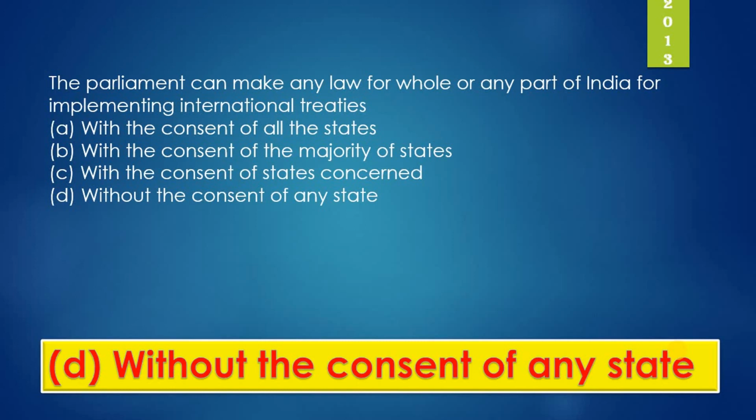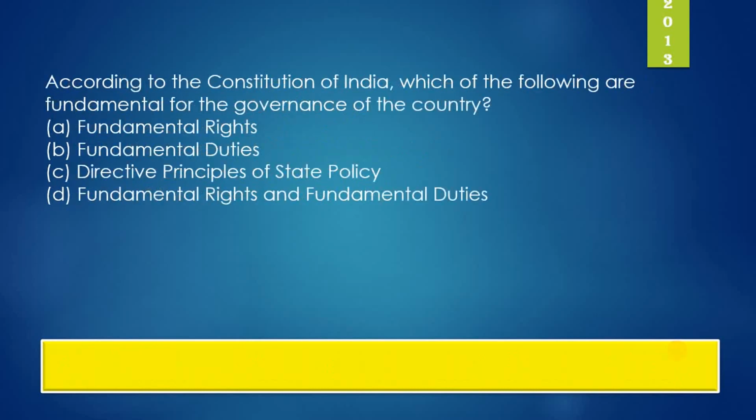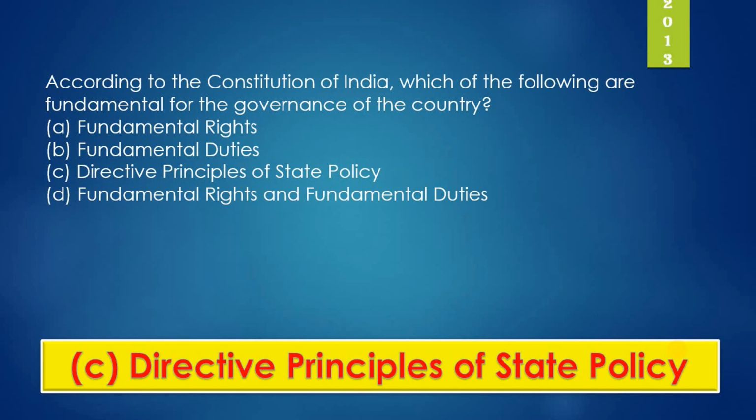So the Parliament has the power to make any law for the whole or even a part of India for implementing international treaties without consulting any of the states. Okay, next question. According to the Constitution of India, which of the following are fundamental for the governance of the country? Options are fundamental rights, fundamental duties, directive principles of state policies, fundamental rights and fundamental duties. So the answer is option C, that is directive principles of state policies.